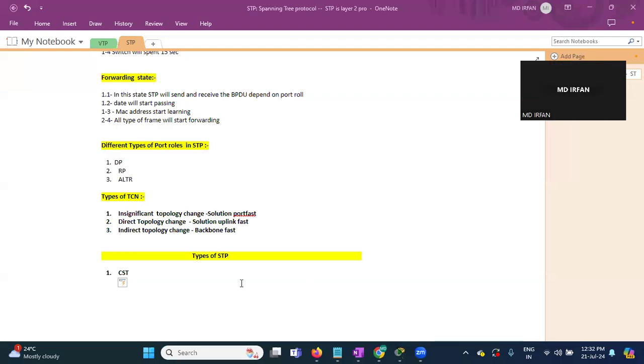Okay, hi everyone. So today we are going to discuss the types of STP. Types of spanning tree protocol. We have a couple of types of STP.